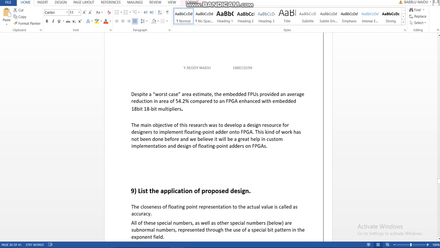The main objective of this work was to develop a resource for designers to implement a floating point adder on FPGA. This kind of work has not been done before, as we believe. It is a great help in custom implementation and design of floating point adders on FPGAs.